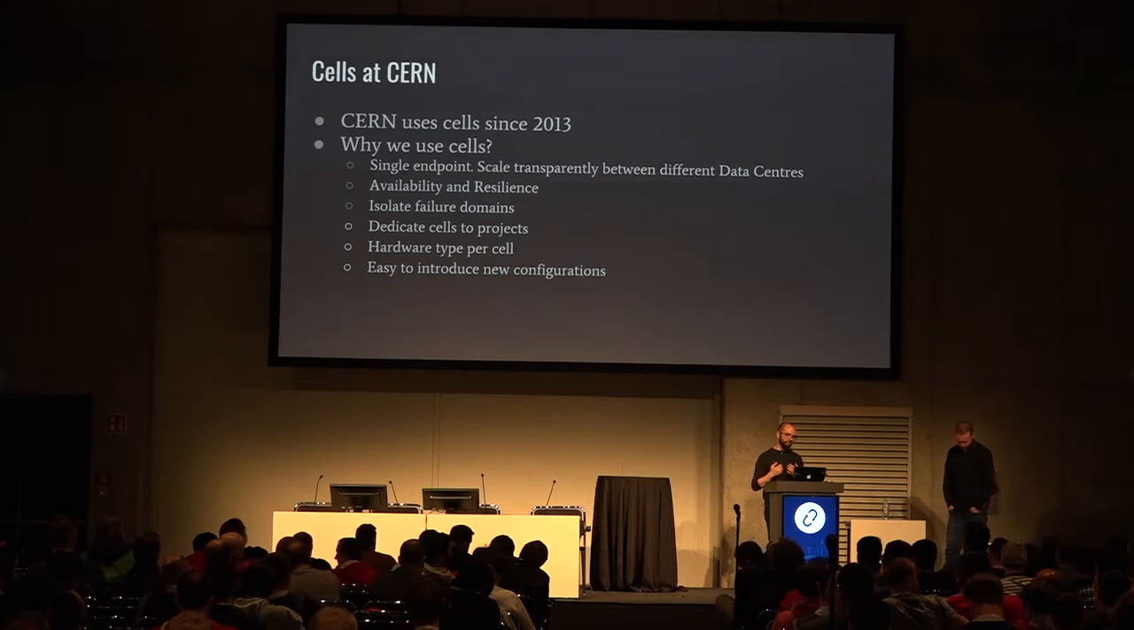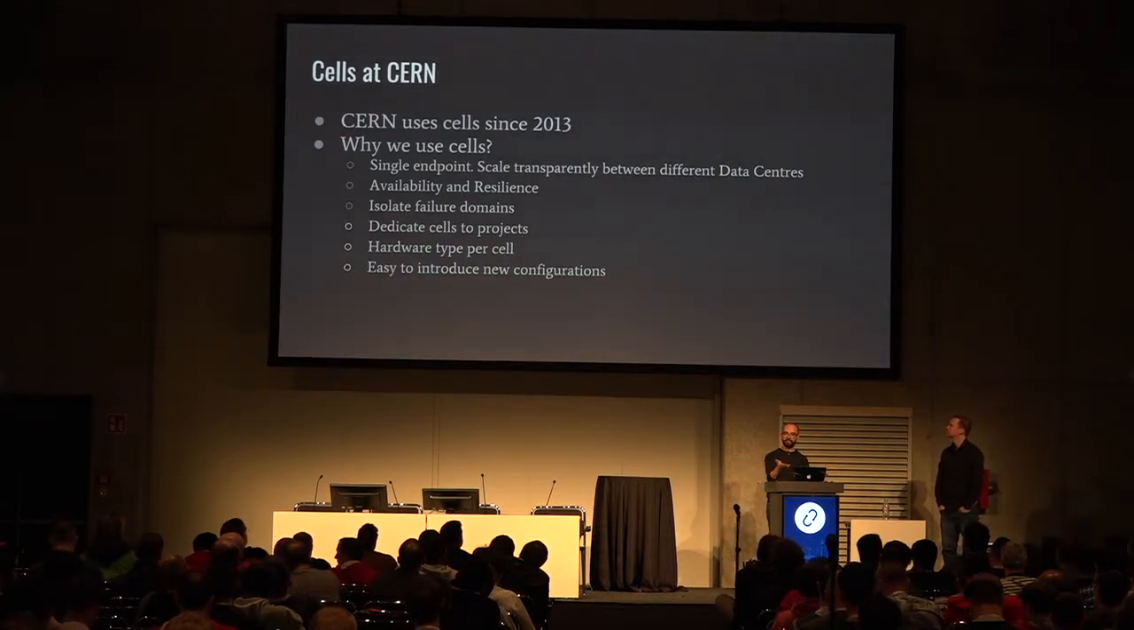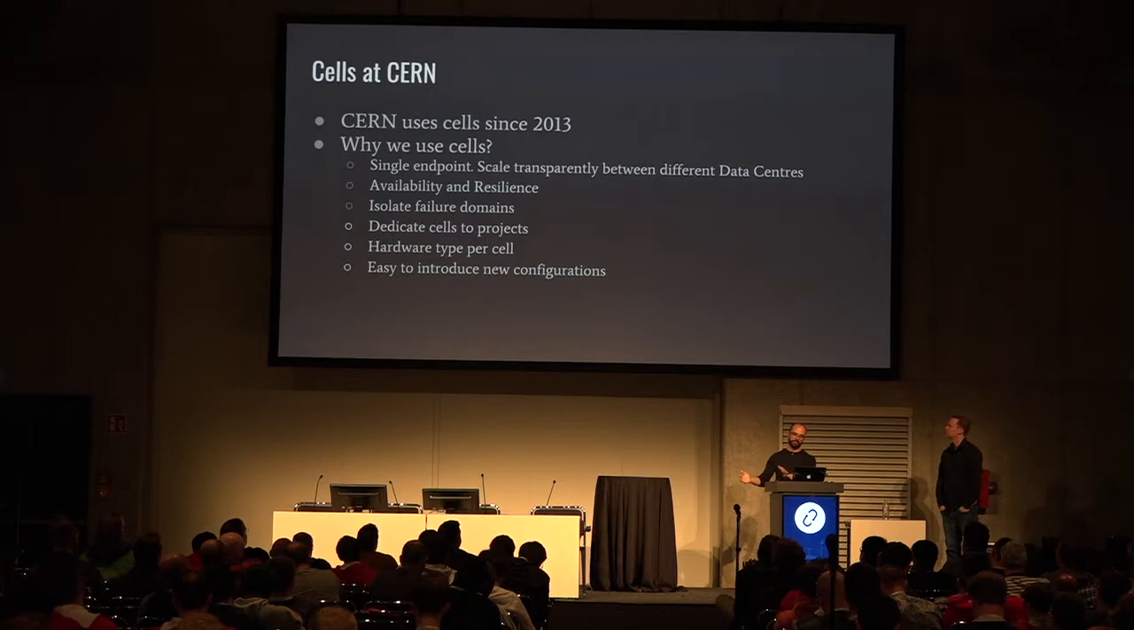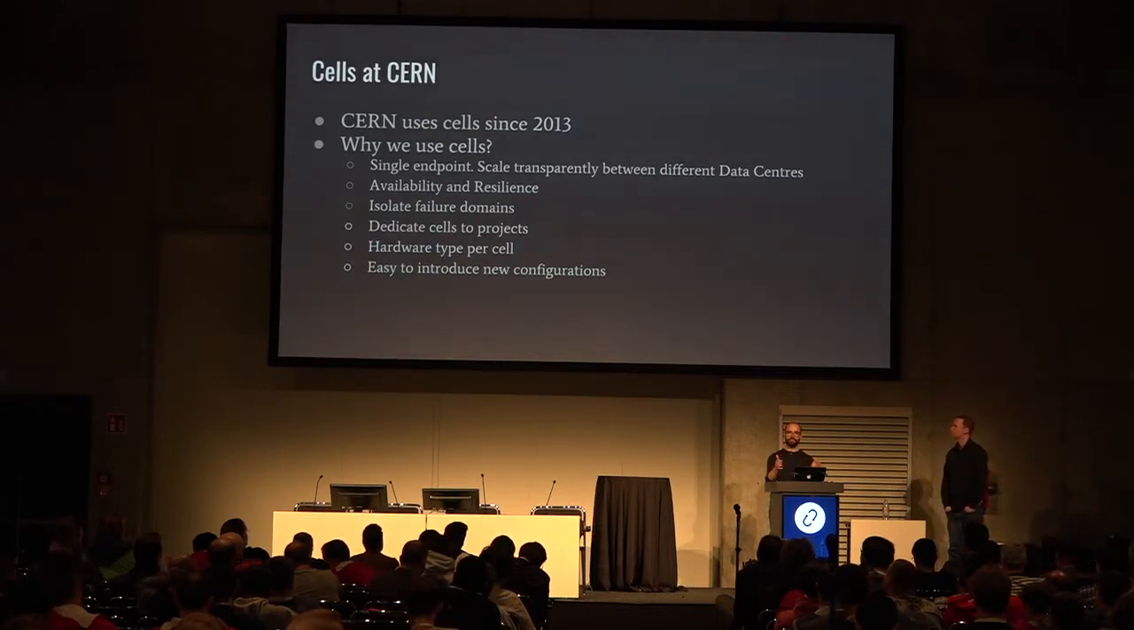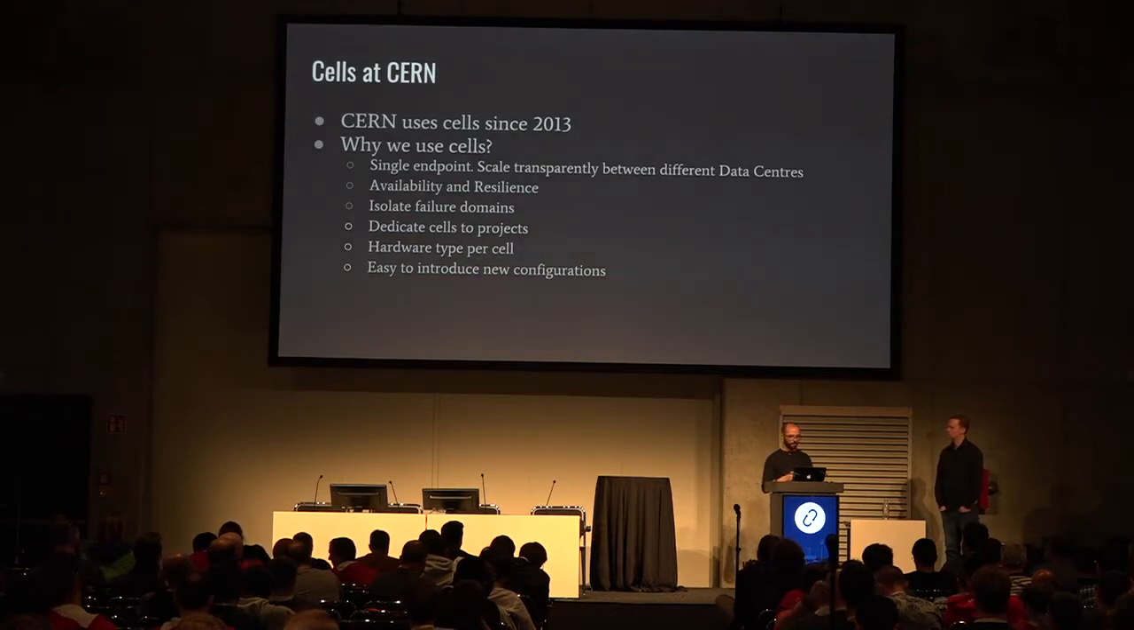One nice feature with cells, in this case I'm talking about CellsV1, this was 2013, is that we could dedicate workloads and projects to specific cells. We have different hardware types, and hardware is bought for different projects. So we could actually tell Nova to create all the instances from this project in that particular cell. We also separate hardware types per cell because it's easy to organize and deprecate hardware.